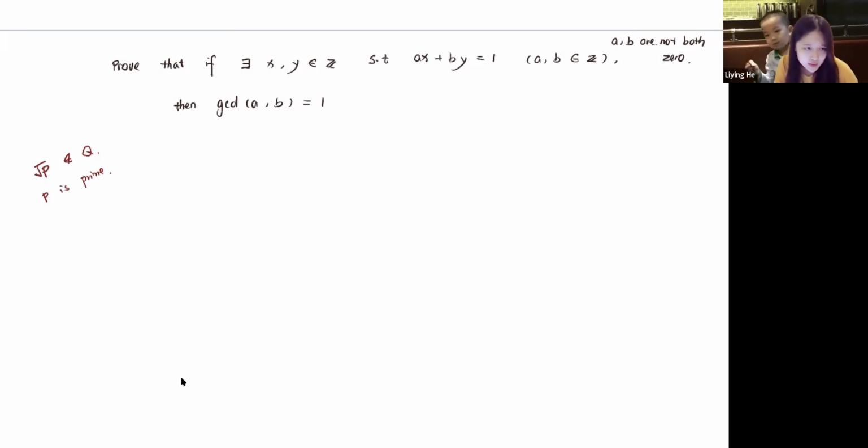If a and b are both even, will the GCD be 2? Well, the GCD is at least 2. It doesn't mean it has to be 2, because they might have a greater common divisor. 2 would be a common divisor, but it might not be the greatest common divisor.